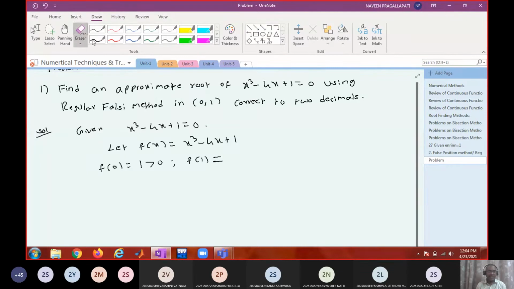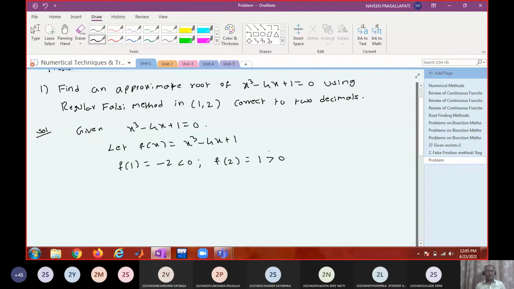So let me change the interval to 1 to 2. Just check whether it will work or not. What is f of 1? 2 minus 4, minus 2, negative. What is f of 2? 9 minus 8, 1, positive.